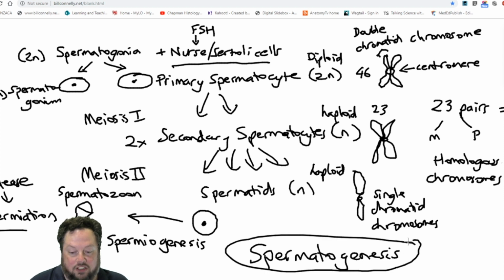So this is what we've been talking about, spermatogenesis. We've got mitosis of the spermatogonia.